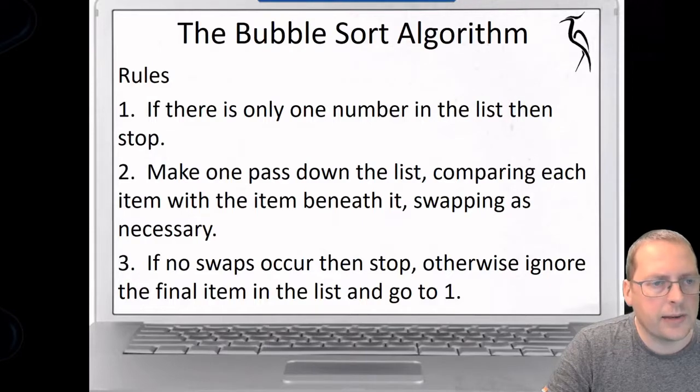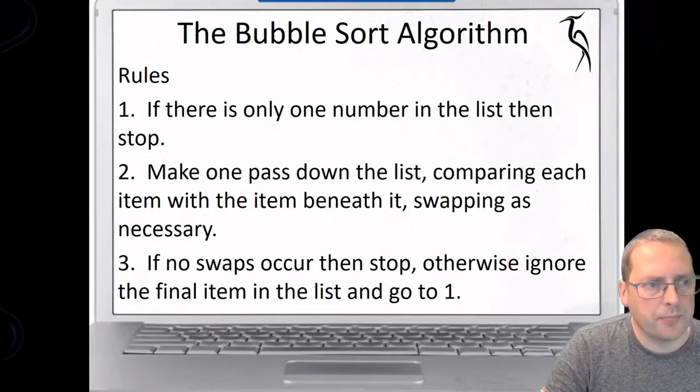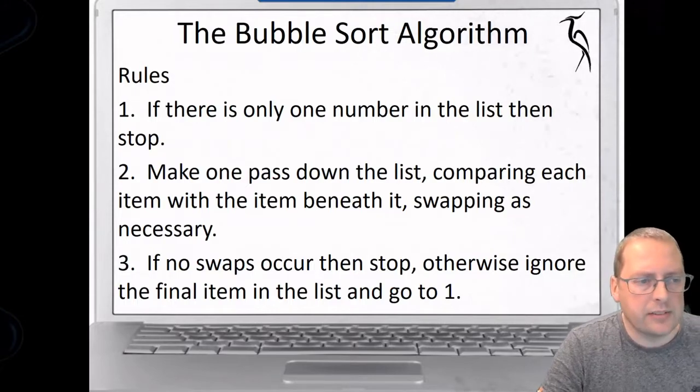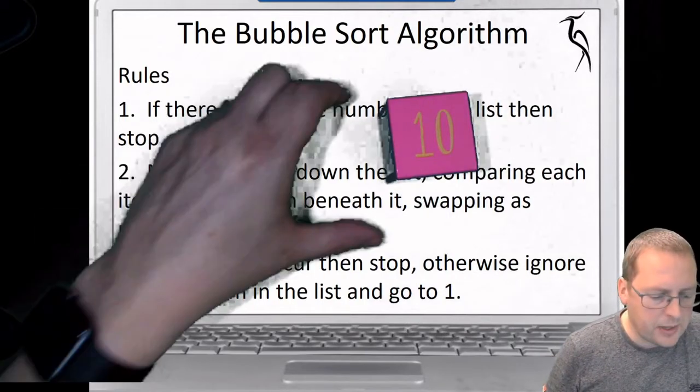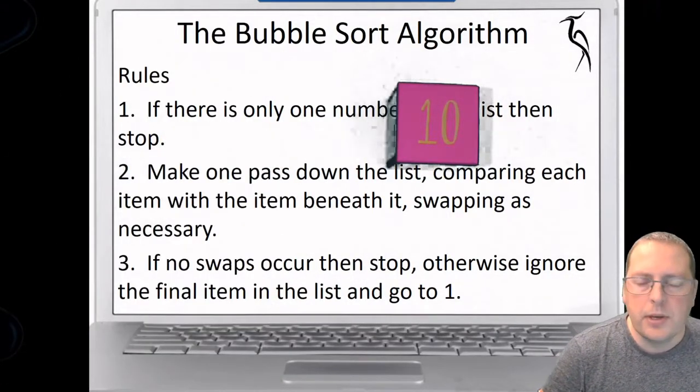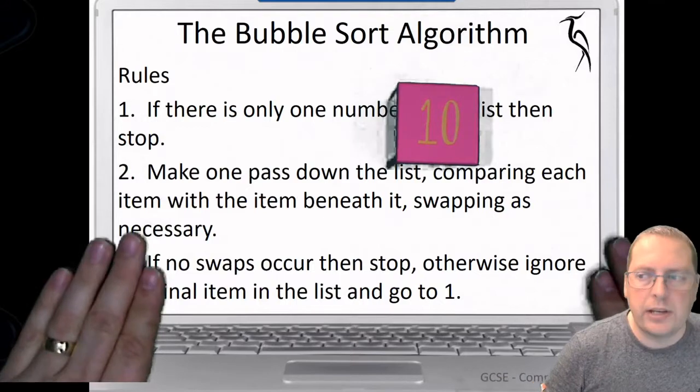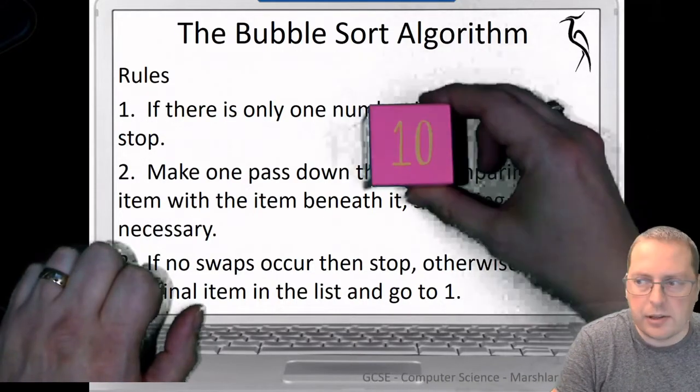We're going to look at how to solve a bubble sort algorithm. Now on the screen I've got a set of rules. If there's only one number in the list, then we don't need to do anything, we can stop. For example, if I have the number 10 in my list of one item, I don't need to sort it because it's already in the right order, so that stays as 10.